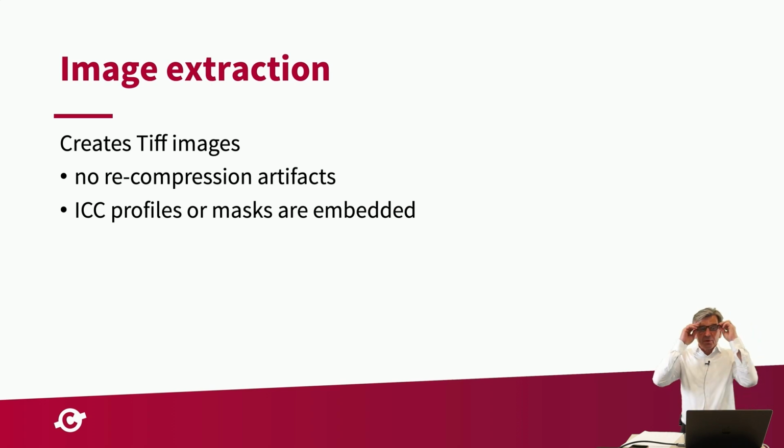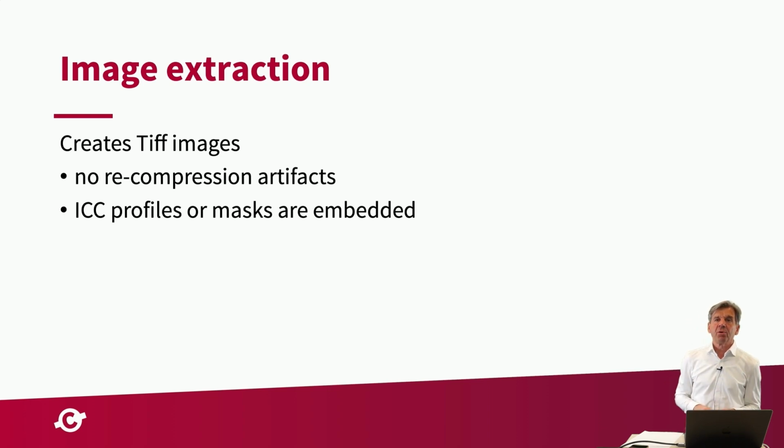And that goes along with the question that we've just heard. For image extraction, we will always create TIFF images. So the engine, when you extract images, will always create TIFF, for two reasons. If we would create JPEG, you could have recompression artifacts, because you would have to decompress and compress again when you save to the disk, and then do the same again when you save it back into the PDF file. So TIFF is much better there.